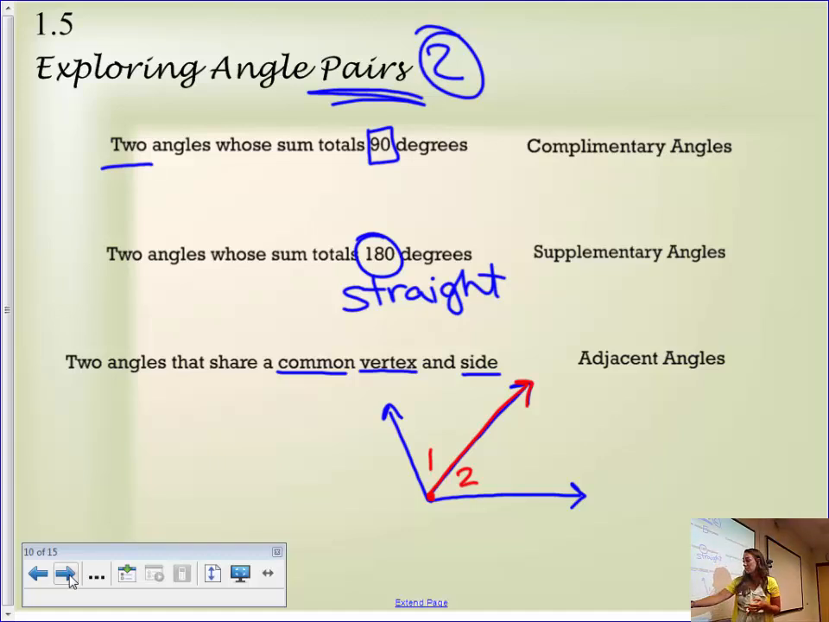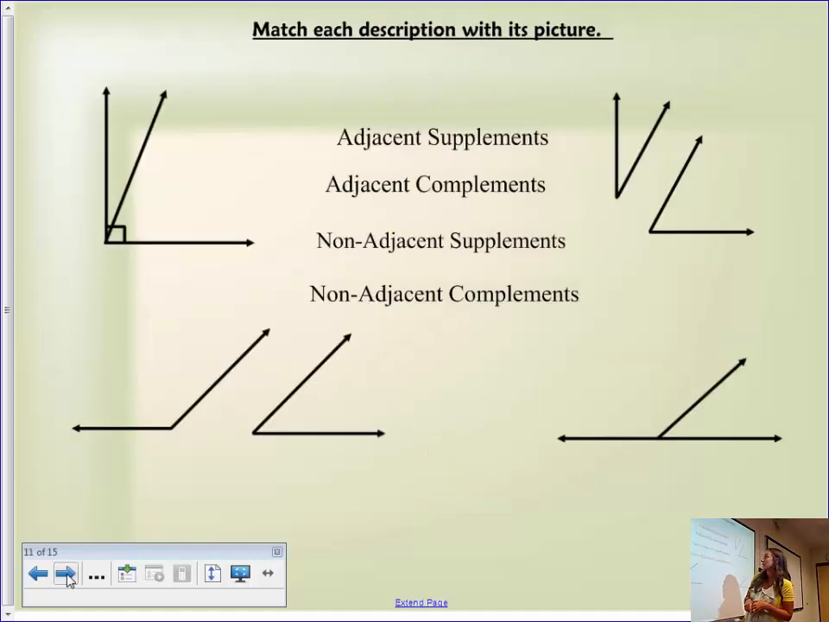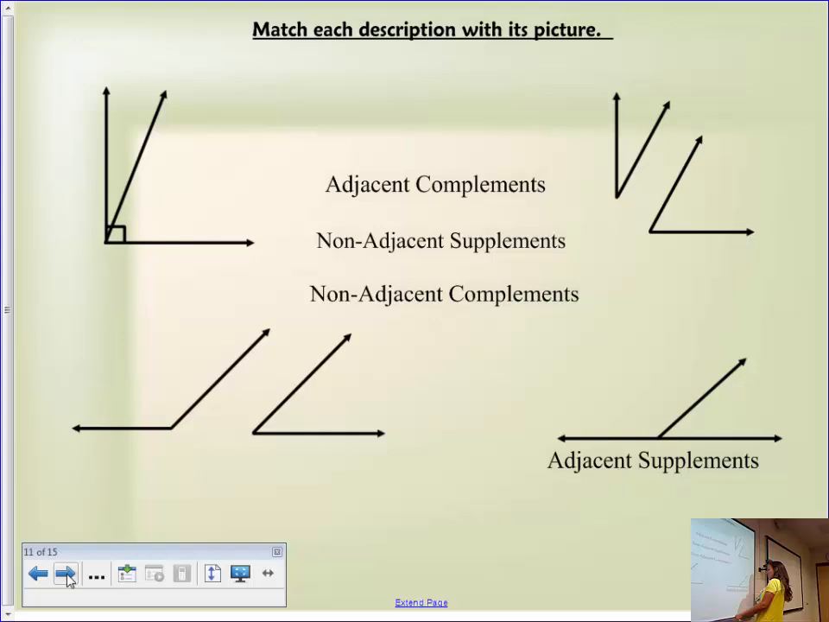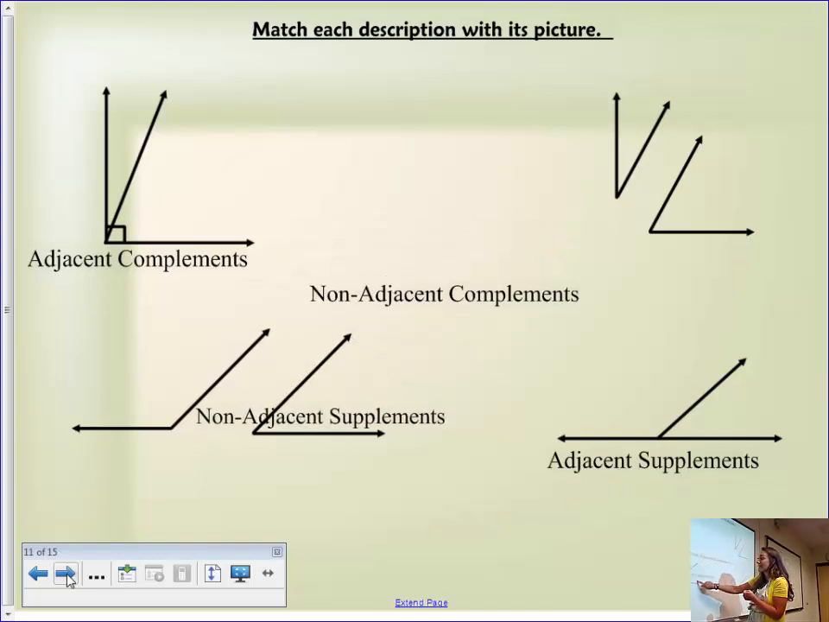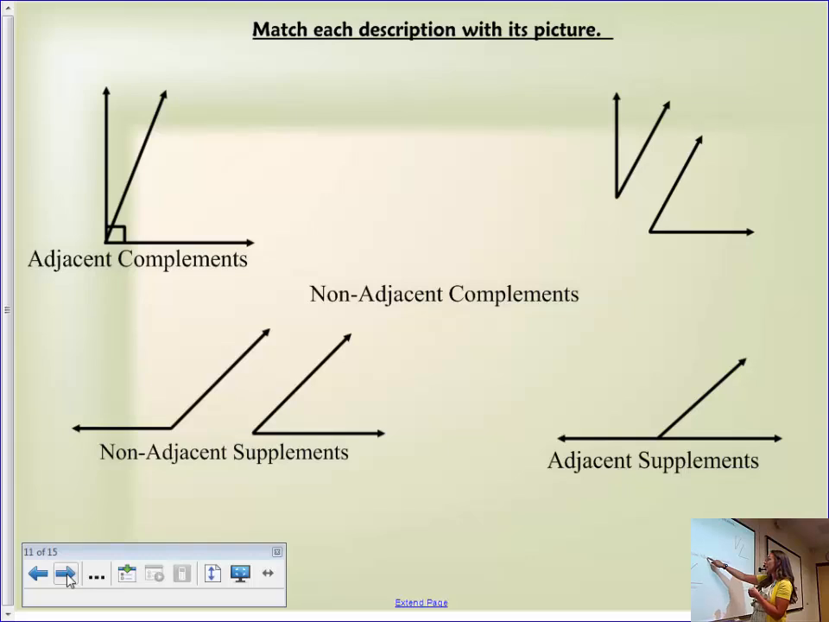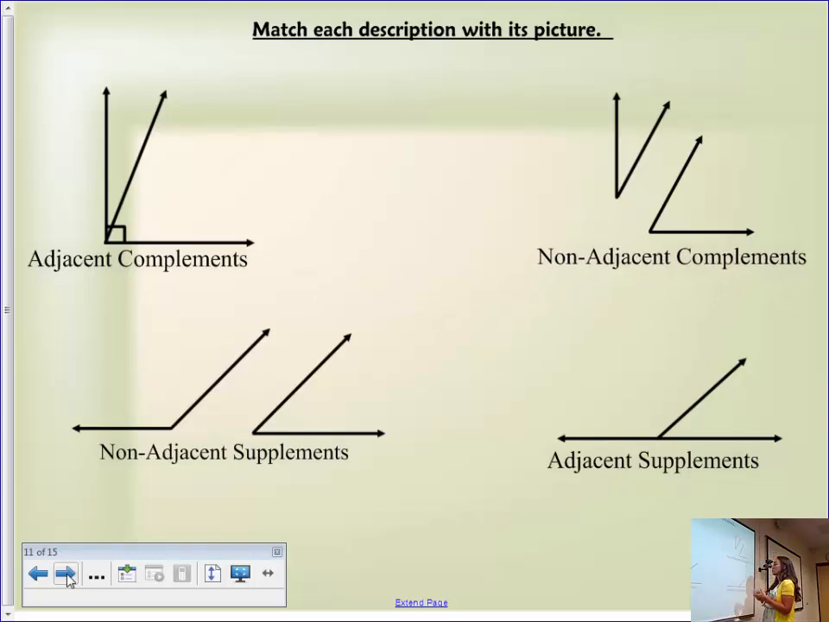So let's practice some of these by looking at some diagrams on the next slide. Go ahead and see if you can match each description with its picture. Adjacent supplements: adjacent means next to, touching, and supplements mean 180. So this would be an example of adjacent supplements. Adjacent complements mean touching and 90 degrees, and this is that picture. And finally, the non-adjacent ones. Non-adjacent supplements, if they were connected, would definitely form a straight line, or 180. And the non-adjacent complements are the two here that aren't touching, but the sum of their angles could equal 90 degrees.